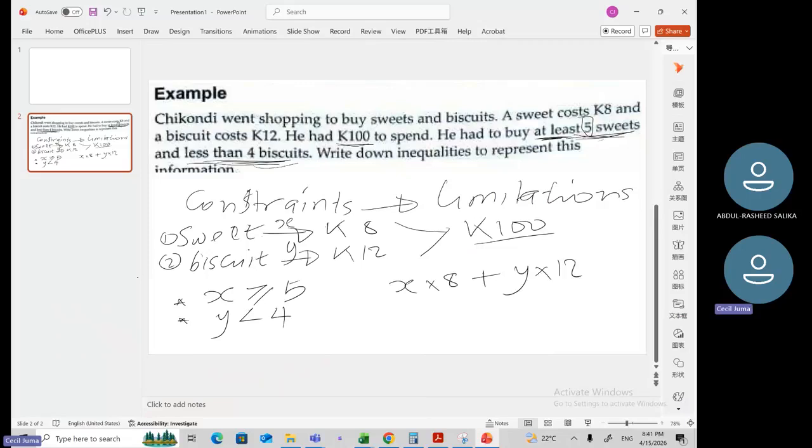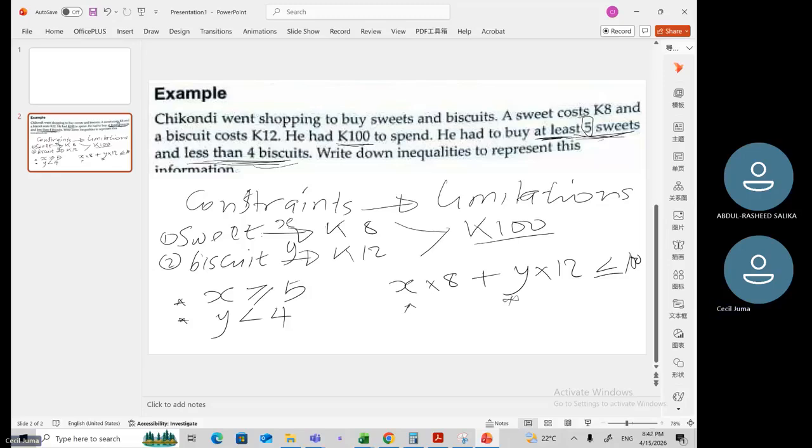So this is the total money that this guy can have from this combination. Now, this total money should not be more than, should be less than or equal to 100 kwacha. So muika kuti kodi maswiti angati apa, muika mabiscuit angati apa. So whatever you are doing should be within this range.